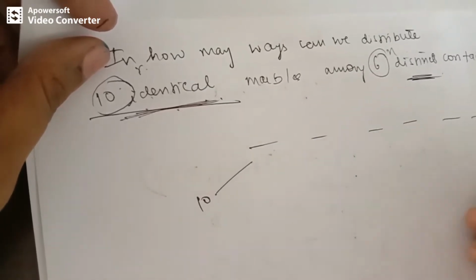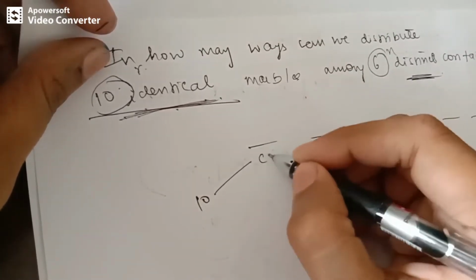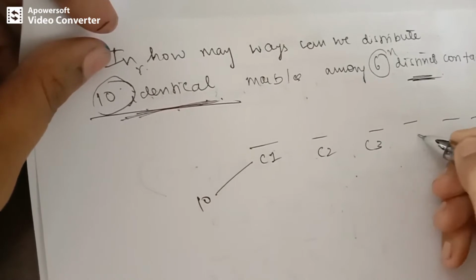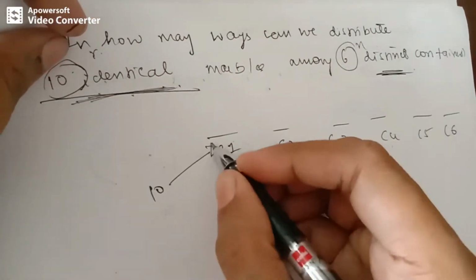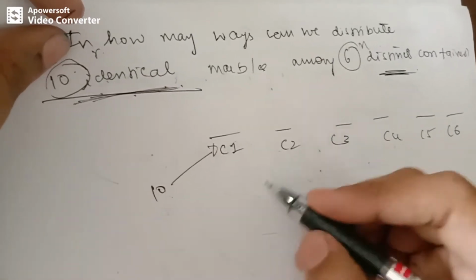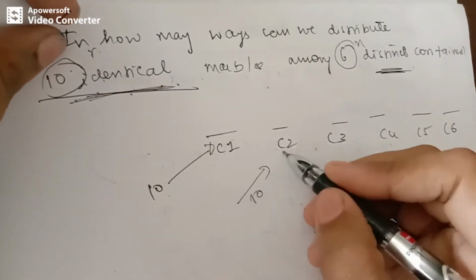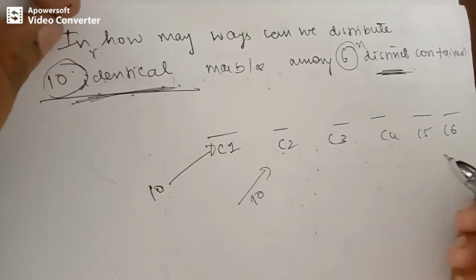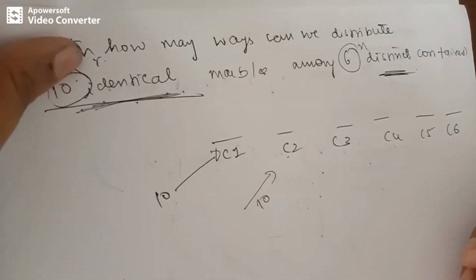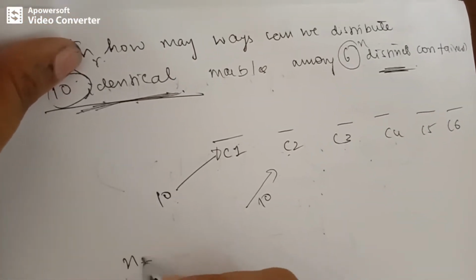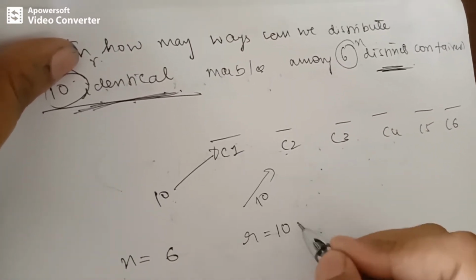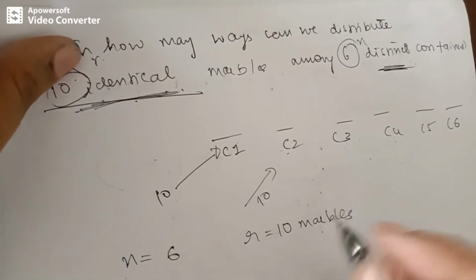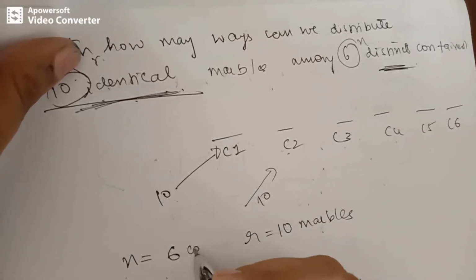Okay, there are 6 containers. So this is container 1, container 2, container 3, container 4, container 5 and container 6. We are supposed to distribute 10 identical marbles. So the same 10 marbles can be over here, over here, over here and all. So how can we distribute them? We know the value of n is 6, the value of r is 10. We have to put 10 marbles in those 6 distinct containers.